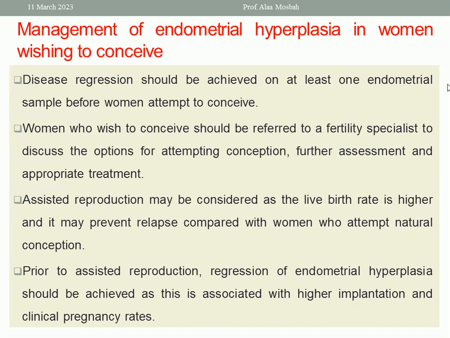Is there a role for assisted reproduction in such a case? Yes, it may be considered. Why? Because the live birth rate is higher and it may prevent relapse compared with women who attempt natural conception. Prior to assisted reproduction, regression of endometrial hyperplasia should be achieved. Why? Because this is associated with higher implantation and clinical pregnancy rates. So regression of endometrial hyperplasia will help successful implantation and a successful outcome.